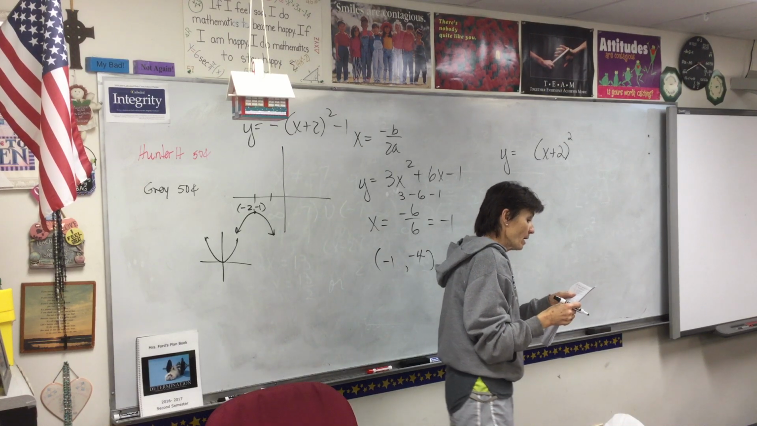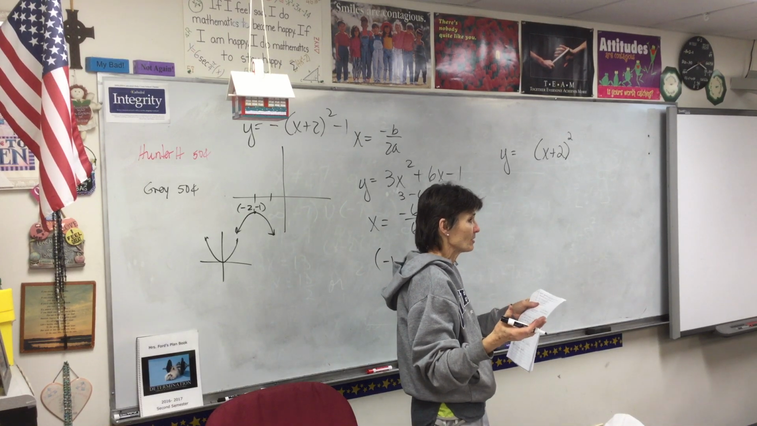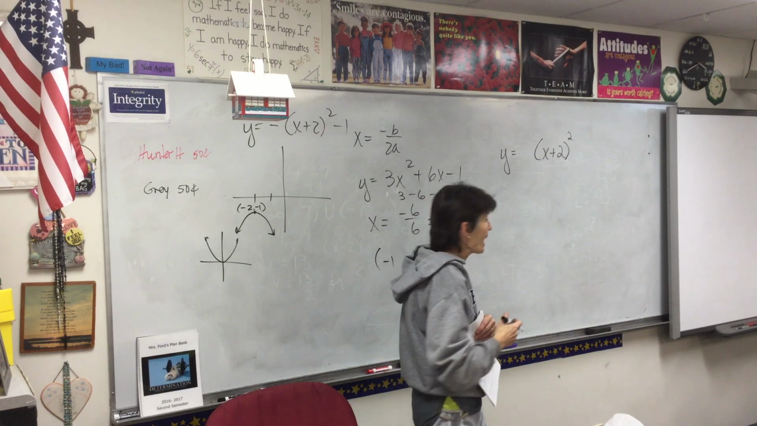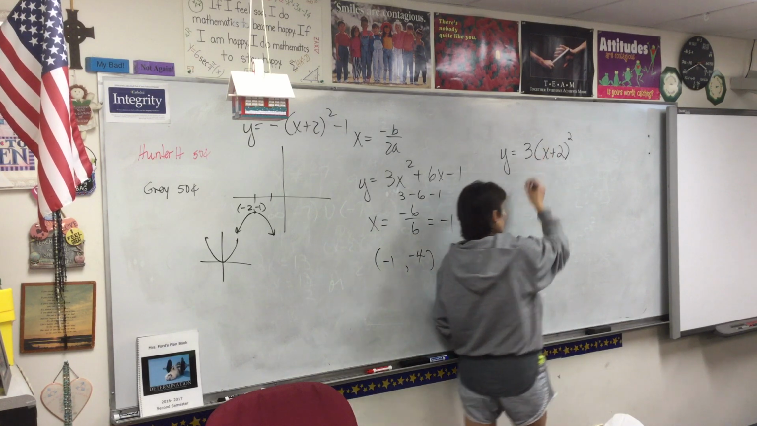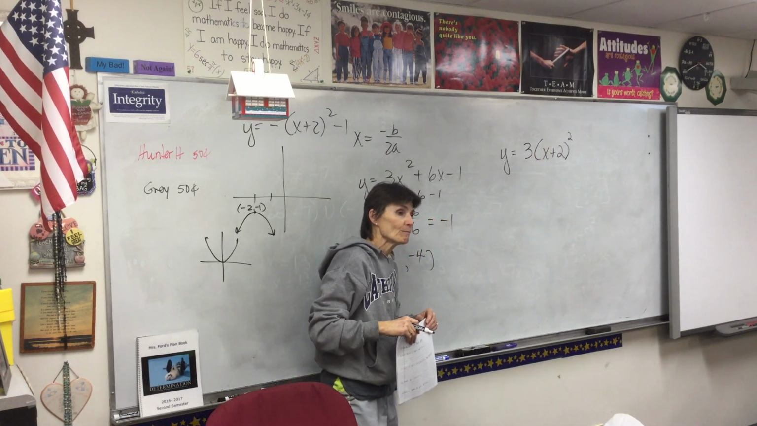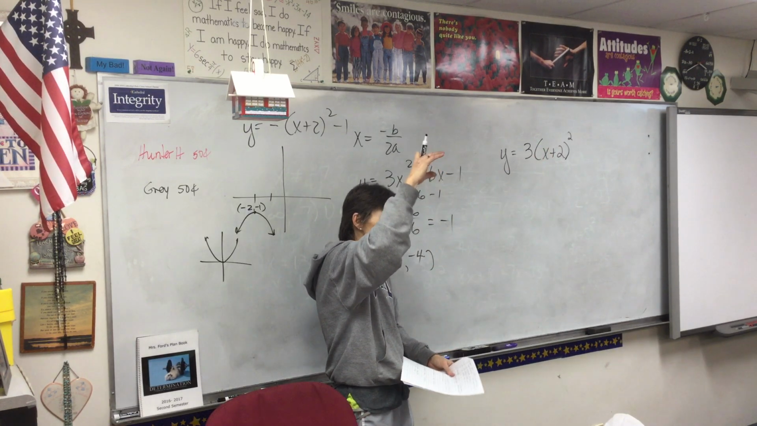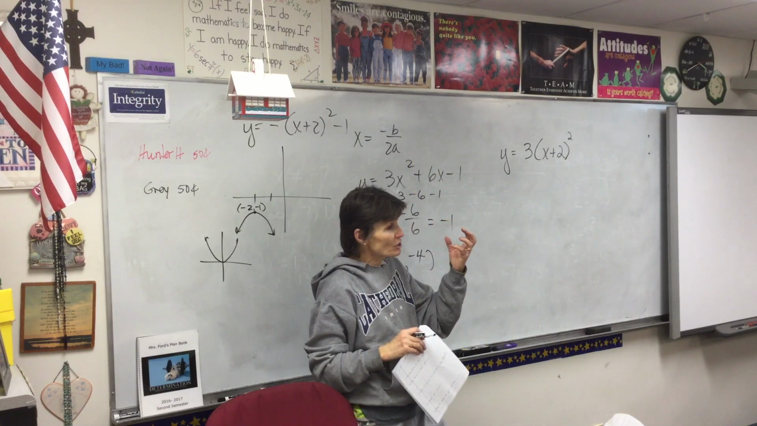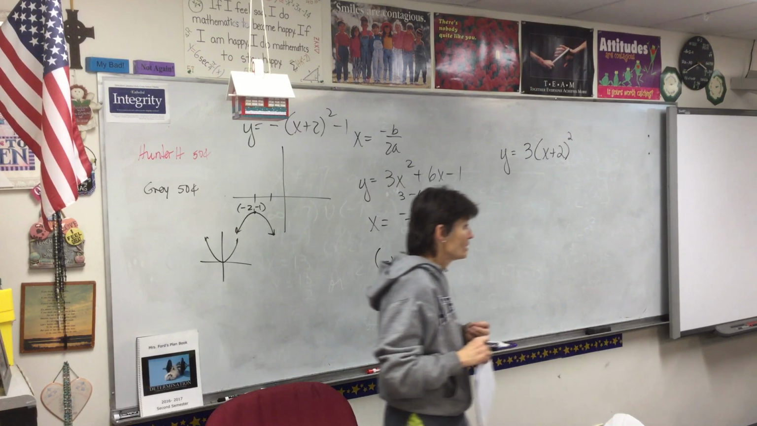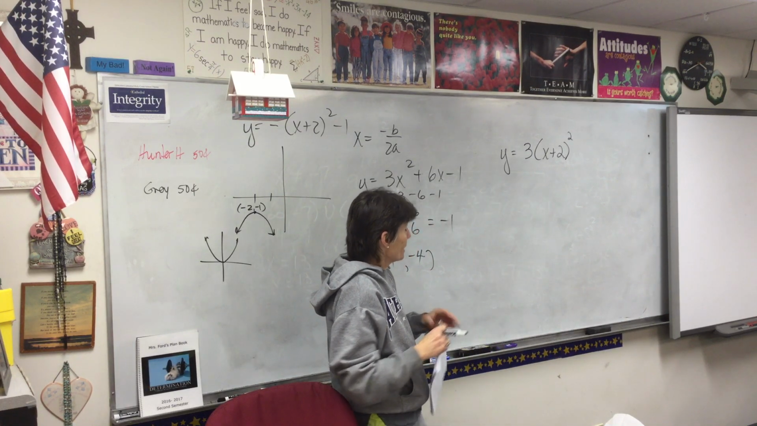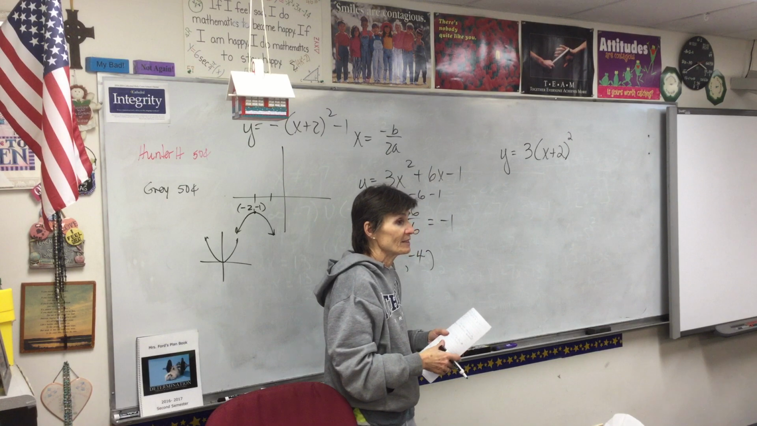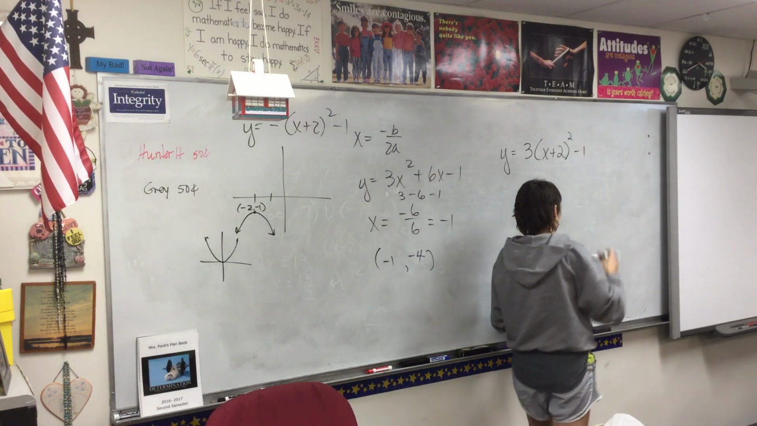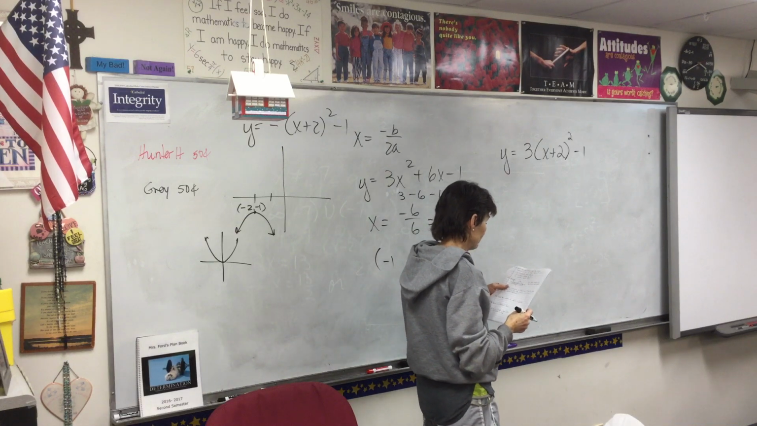Okay? Now, a vertical stretch by 3, this is identical to what we did yesterday. That puts a 3 out in front. The number you put out in front stretches it or shrinks it. If it's a number bigger than 1, it stretches it. If it's a number less than 1, it shrinks it. And then we want a vertical shift down. So -1 on the end. That's it.